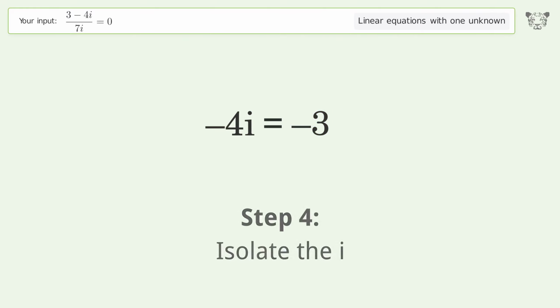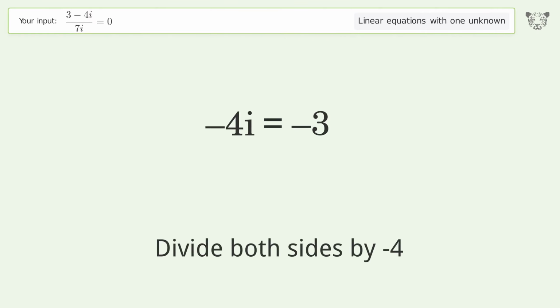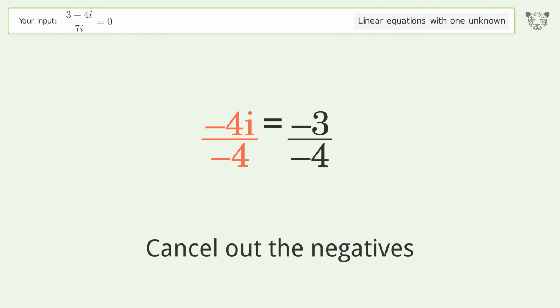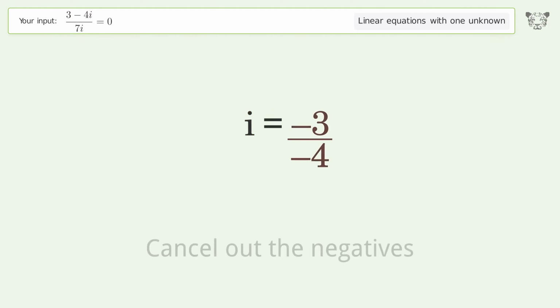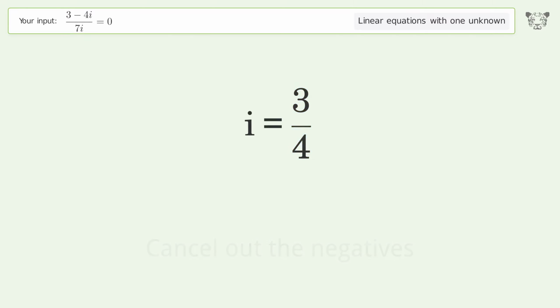Isolate the I. Divide both sides by -4. Cancel out the negatives. Simplify the fraction. Cancel out the negatives. And so the final result is I equals 3/4.